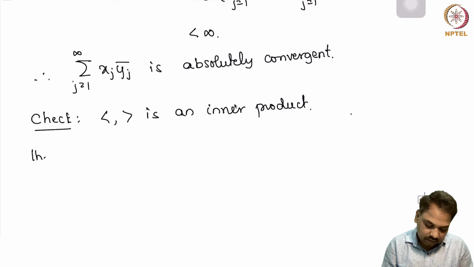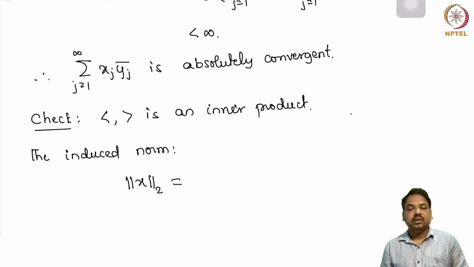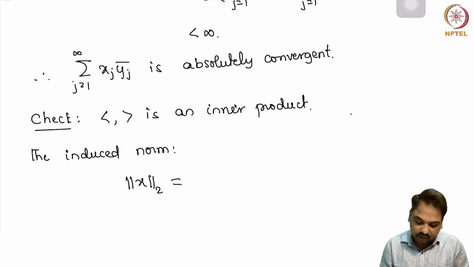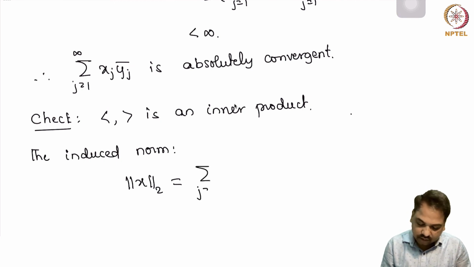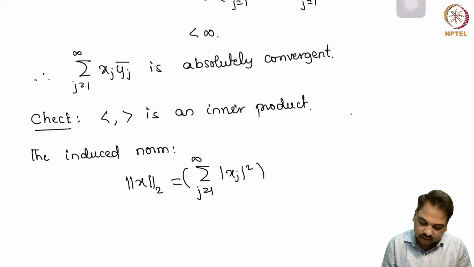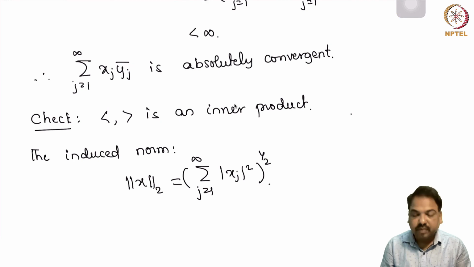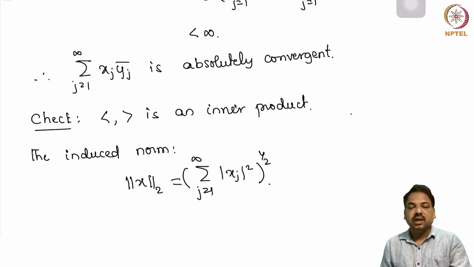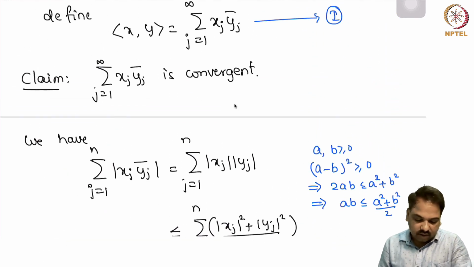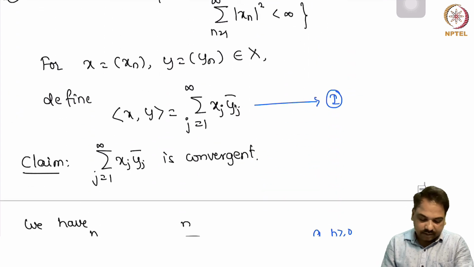The induced norm is given by norm x suffix 2, which is summation j equal to 1 to infinity mod xj square, power 1 by 2. So this norm we call the L2 norm, and the inner product we can call the L2 inner product.